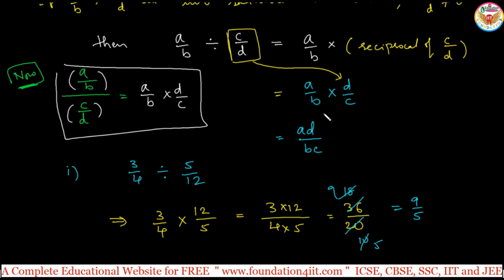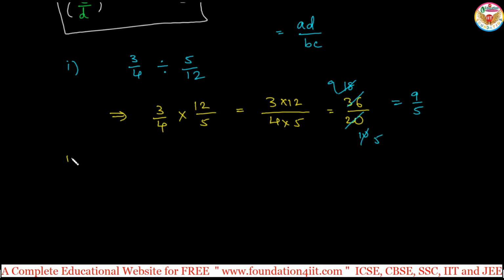So any examples will also be the same, right? For example, minus 6 by 7 divided by 4 by 21. So what should we write here? Minus 6 by 7 divided by 4 by 21.